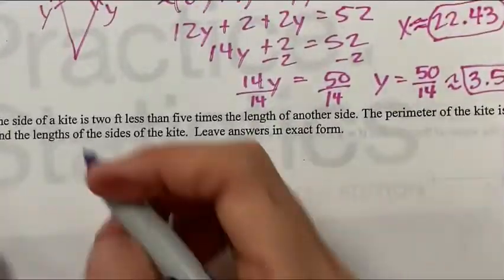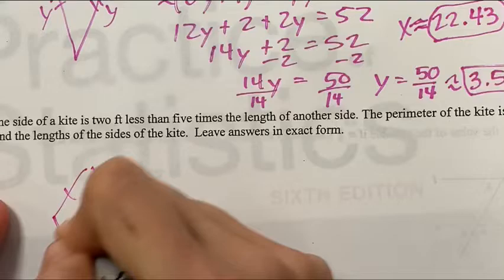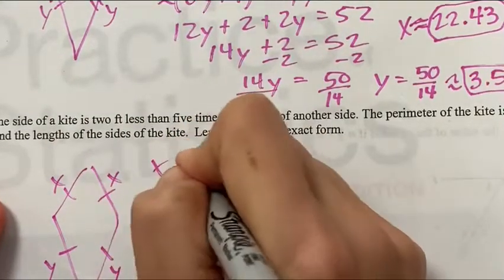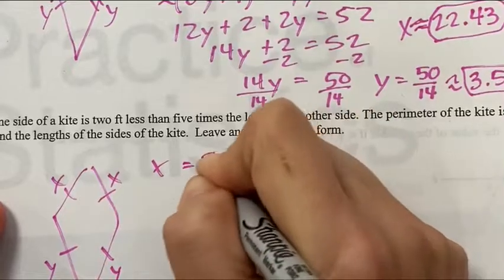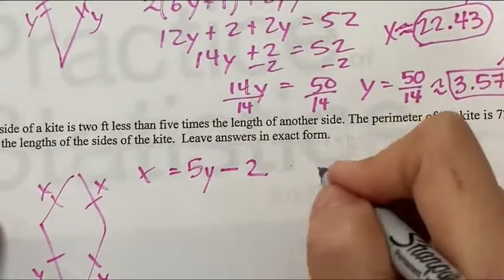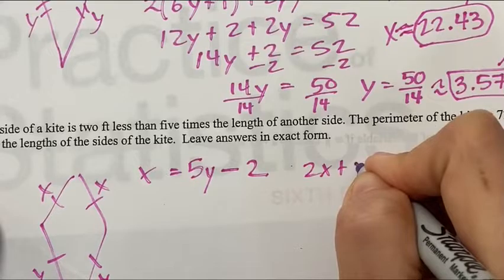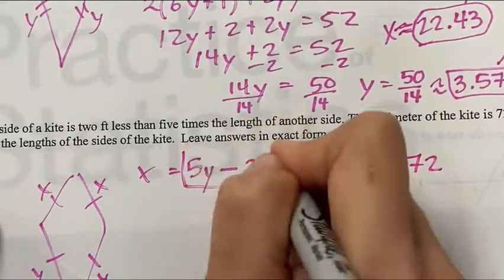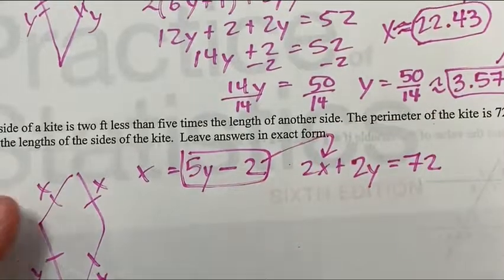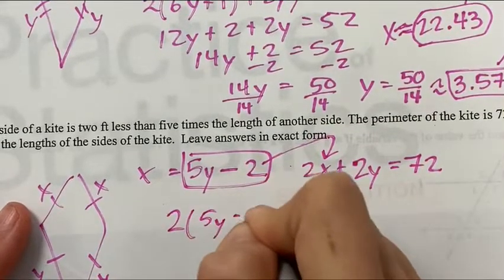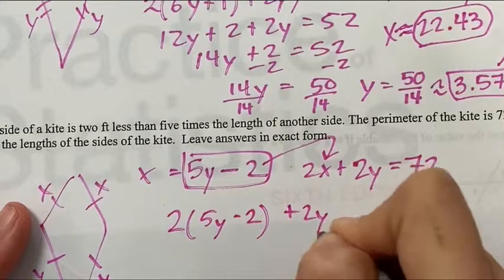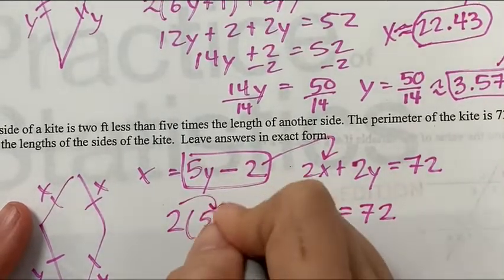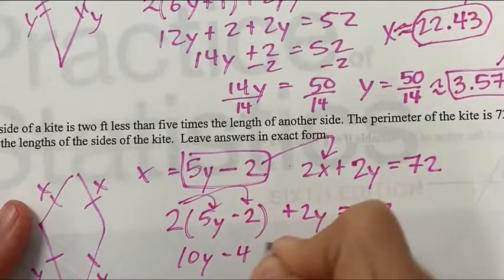Let's do another just like it. We still have our kite, so same setup. One side of the kite is 2 feet less than 5 times the other side. And our perimeter should work out the same way. We should combine these, but now the perimeter is 72. So this can be substituted in here. 2 times this plus the 2y is equal to the 72. So 10y minus 4.